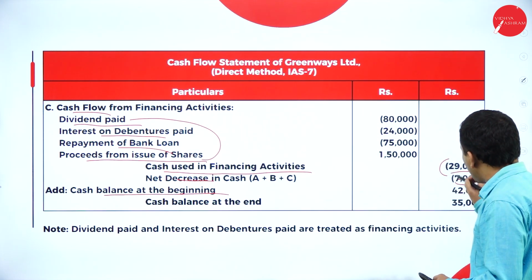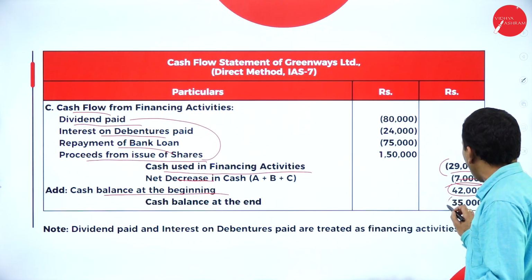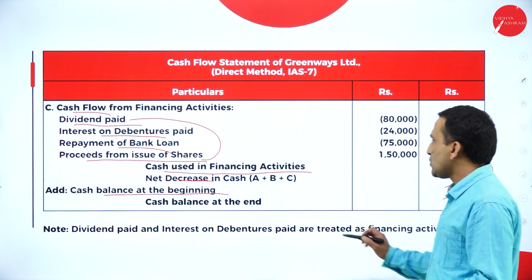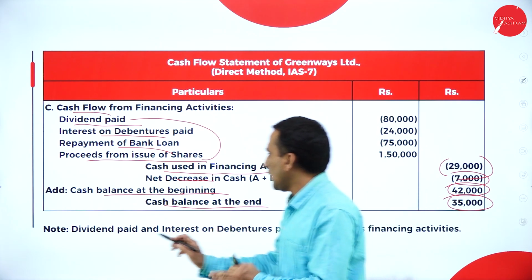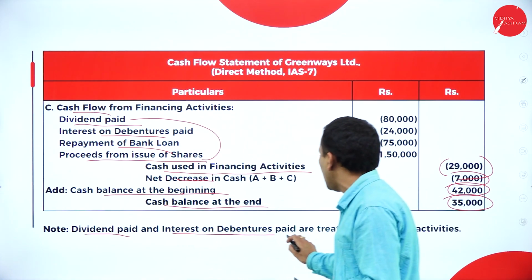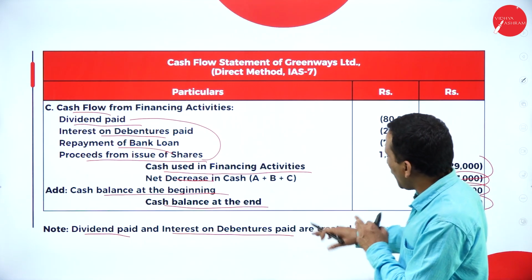If you adjust, the positive sign is more. So after adjusting, we are getting 35,000, which is the cash balance at the end of the period. So here the dividend paid and interest on debenture paid are treated as financial activity. You can recall this one more time here.